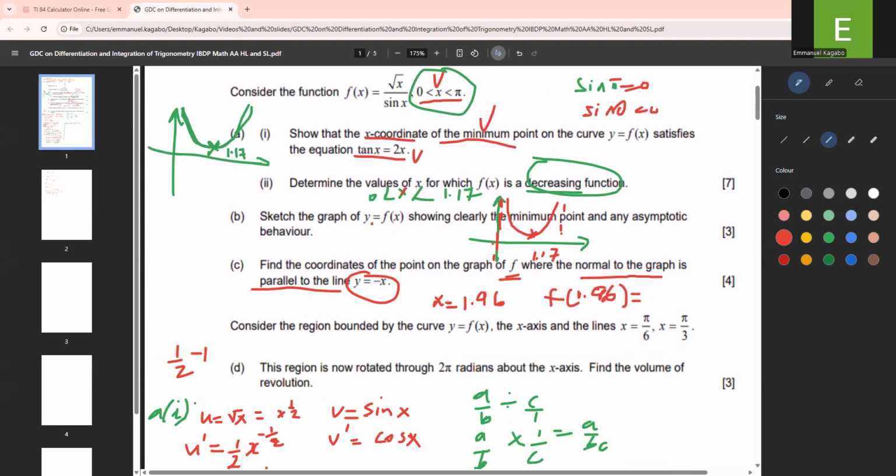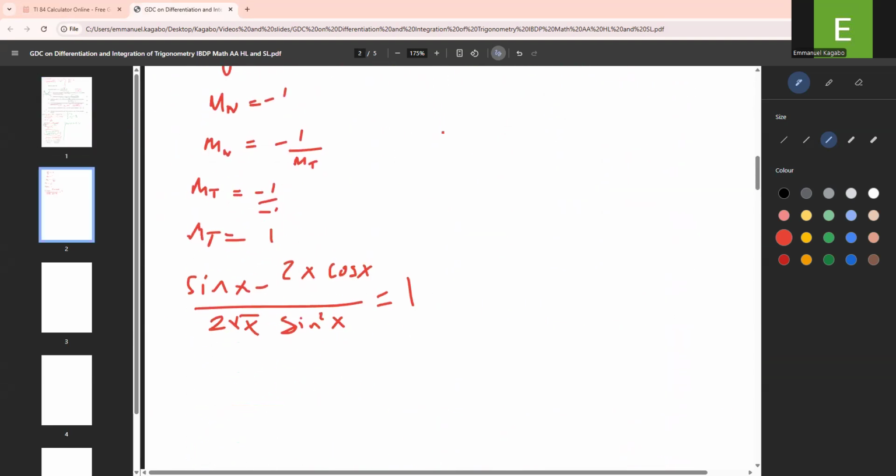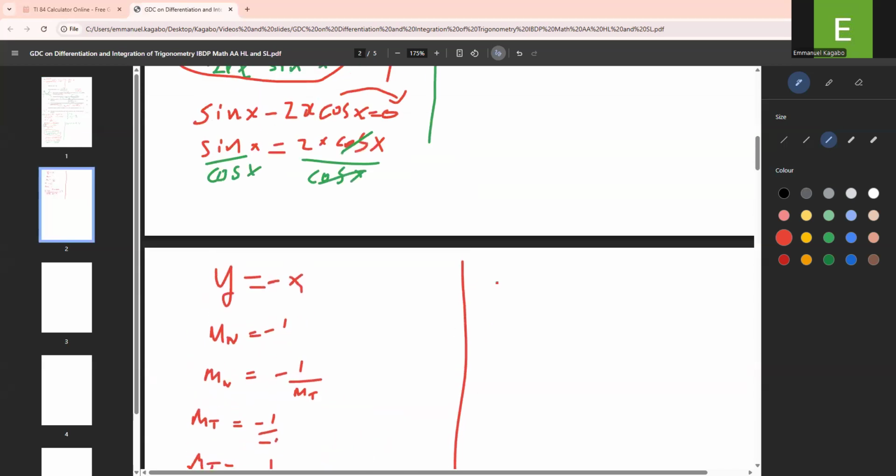Because I'm trying to save time, should I do it down here? Okay, I think I can do it here very fast. So when you put it there, what are you going to get? It's going to be square root of 1.96, all of that over sine 1.96. Okay, some seconds, guys.